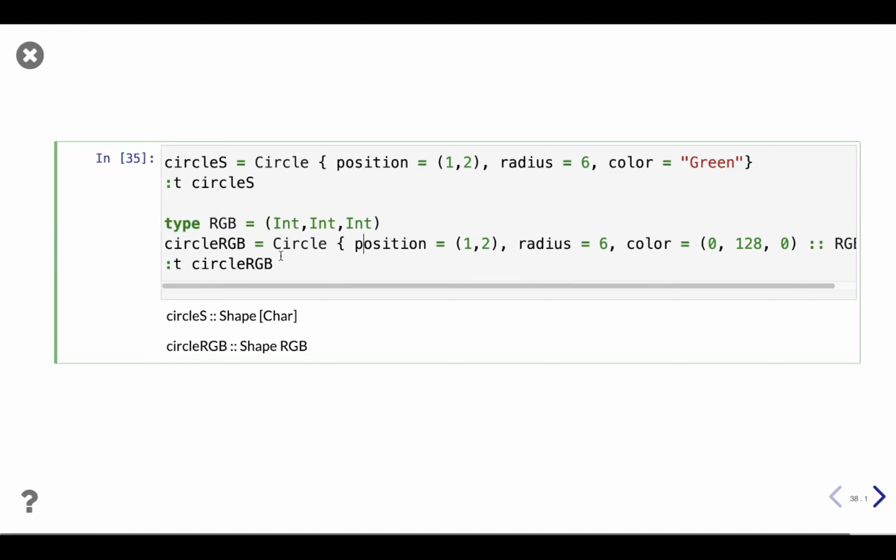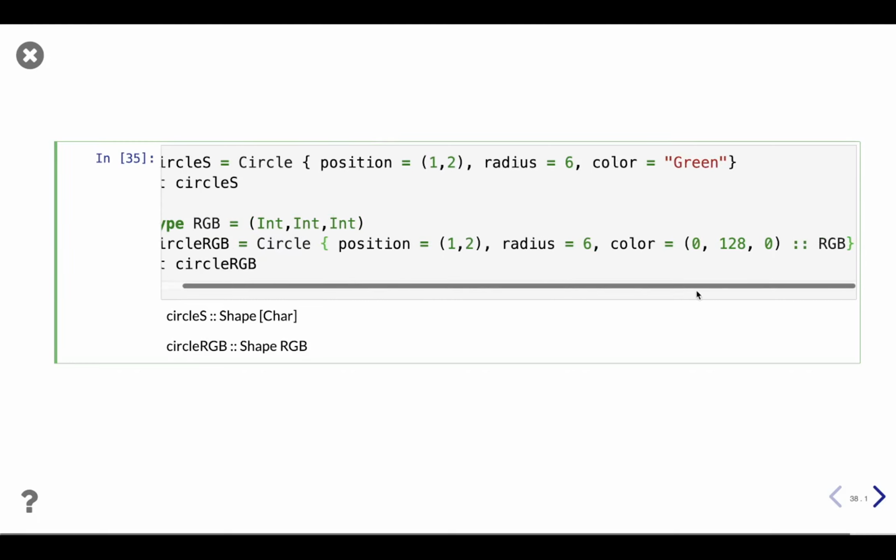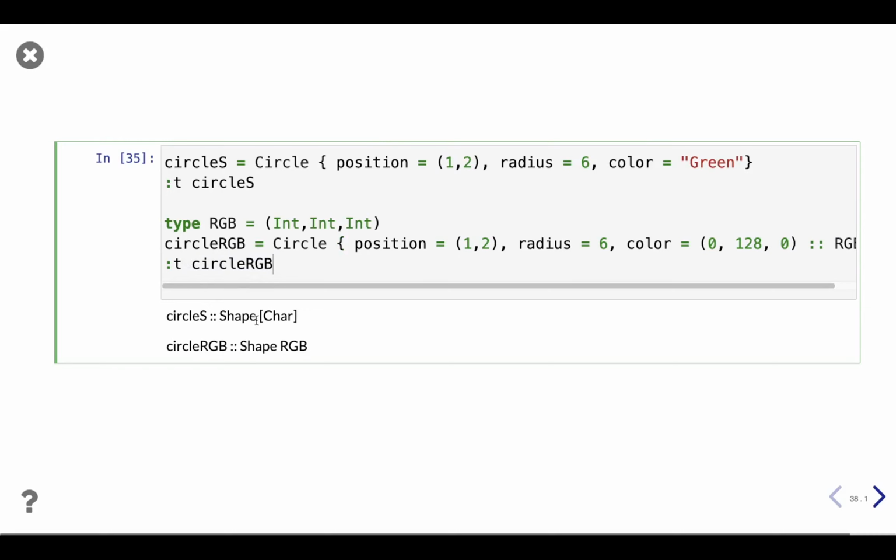And we create a value using the circle constructor, but in this case, instead of passing a list of characters, we pass the 3 values inside a tuple and indicate that it is of type RGB. So circle RGB is of type shape RGB. And all the other properties of record types still apply.